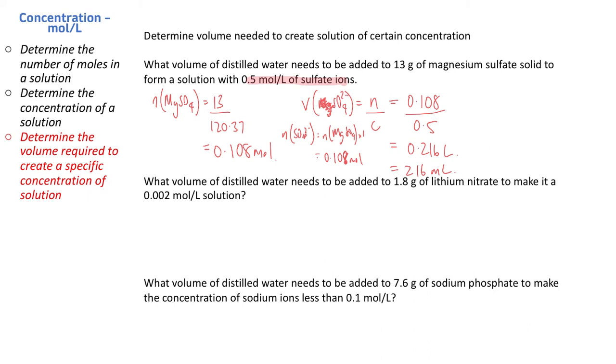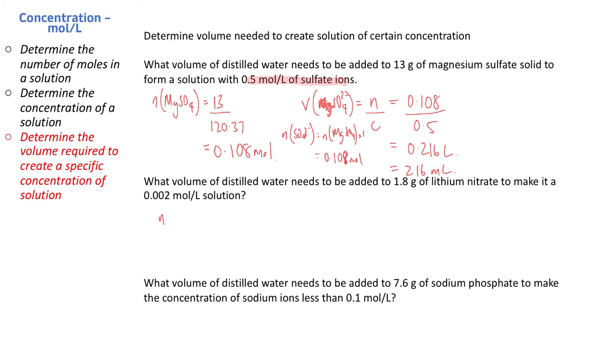All right, so next, let's have a read of the next question, and let's read it properly. What volume of distilled water needs to be added to 1.8 grams of lithium nitrate to make it a 0.002 mole per liter solution? So this doesn't say lithium ions or nitrate ions, but they actually have got the same. They've got the 1-to-1 ratio, so we'll just work out the volume that's needed to make a 0.002 mole per liter lithium nitrate solution.